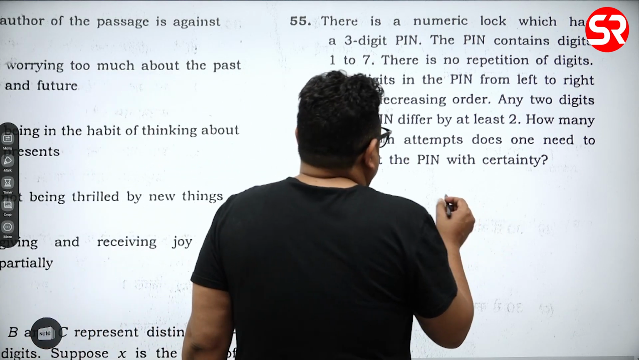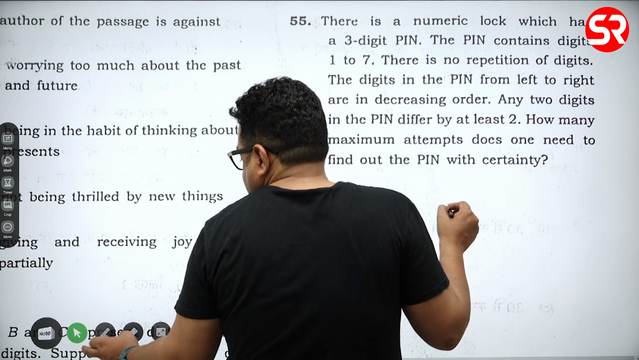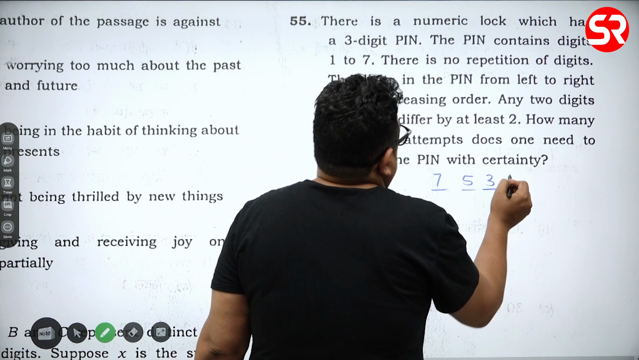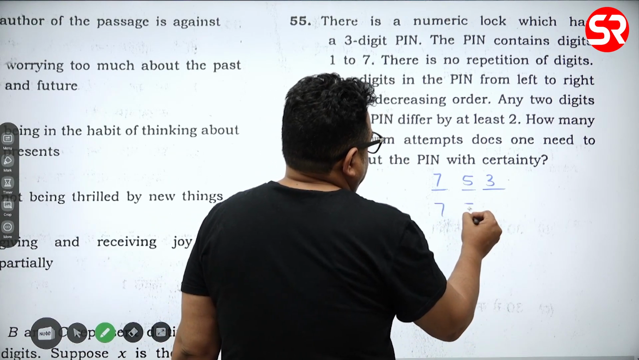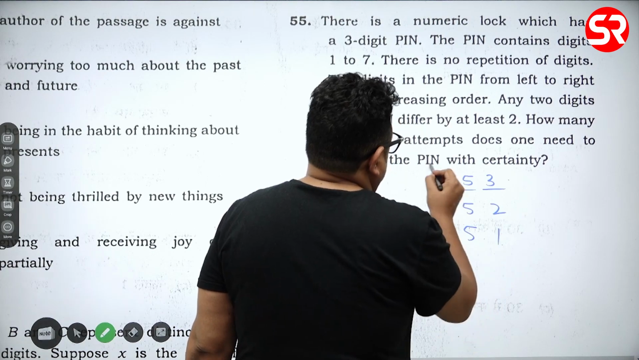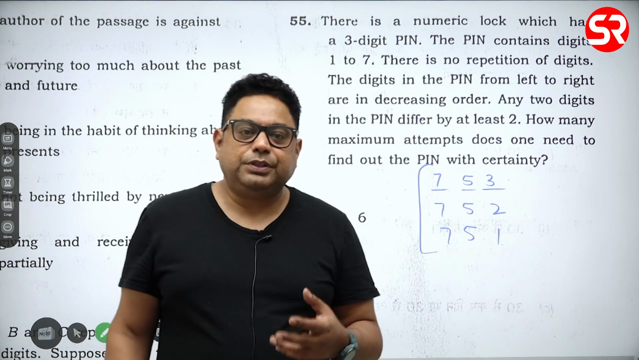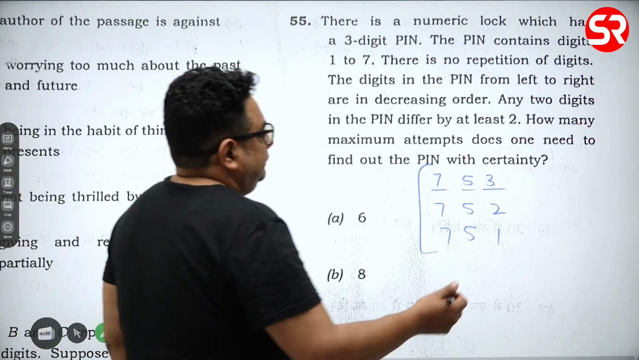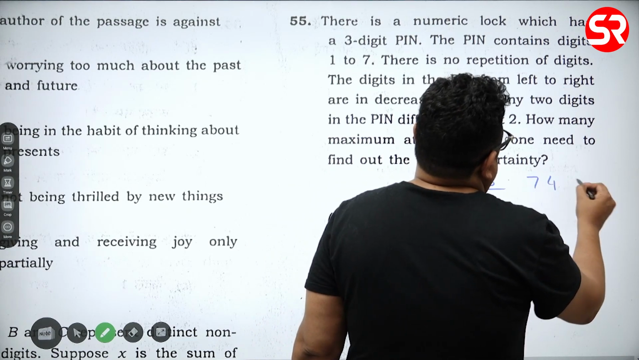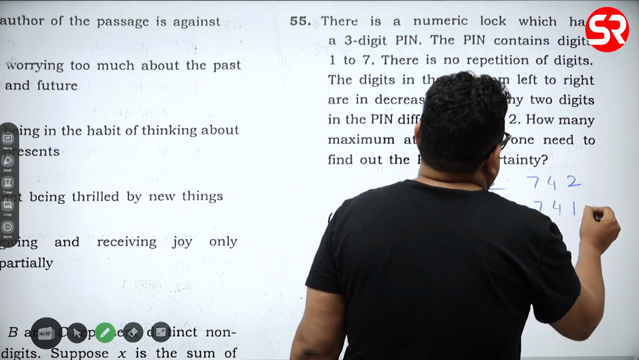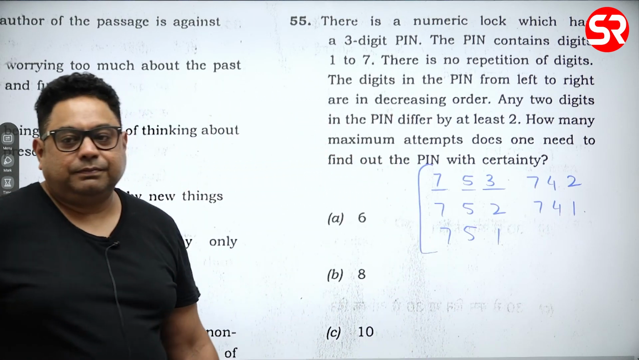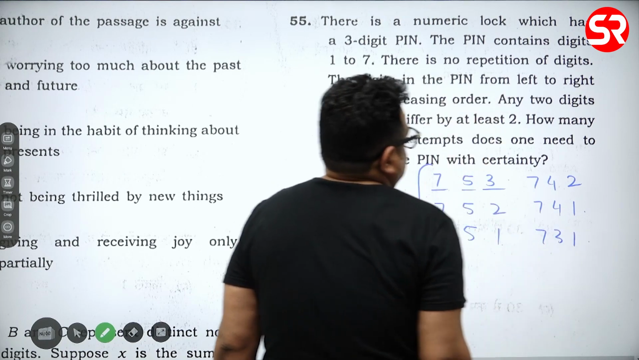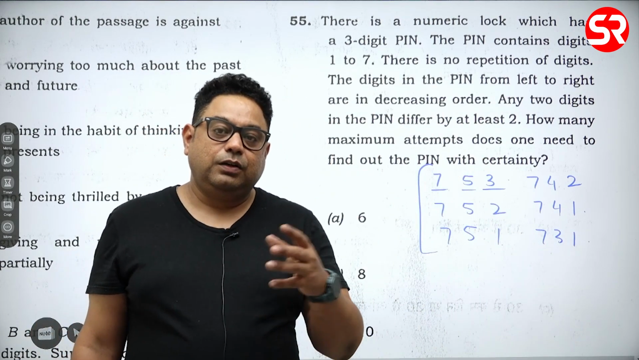So let's see how many attempts we can have. So it is 7, 5, 3 is something that comes into mind. Then why not 7, 5, 2 and 7, 5, 1? At least 2. So there the difference can be more than 2 as well. Right? Then 7, 4, 2, 7, 4, 1, isn't it? Starting with 7, 7, 4, 2, 7, 4, 1, and then 7, 3, 1. So 6 pin codes starting with 7.